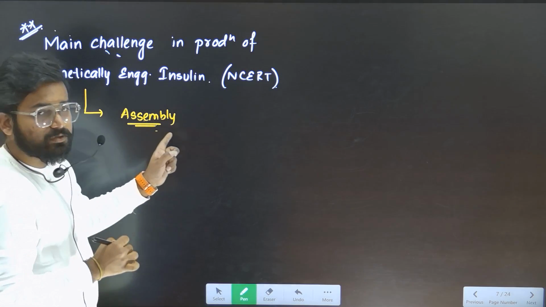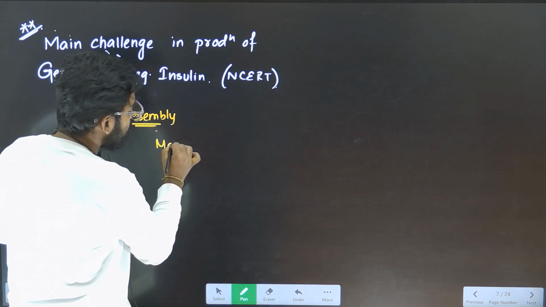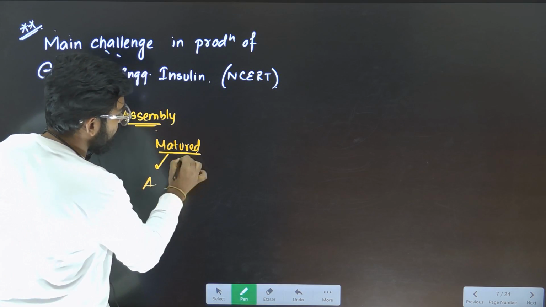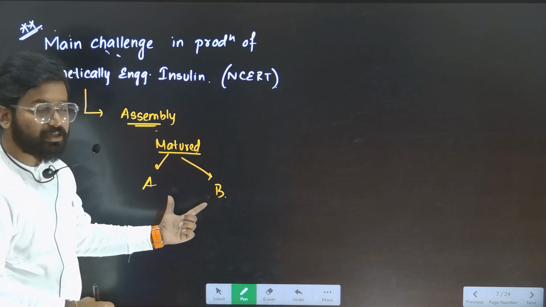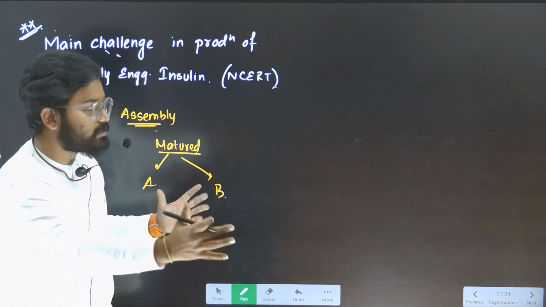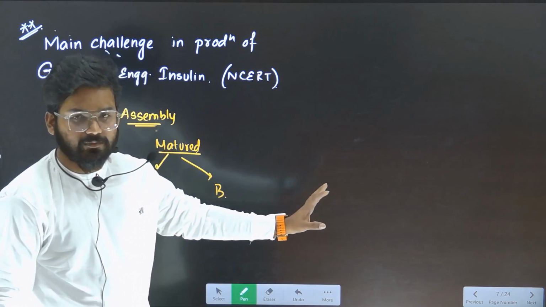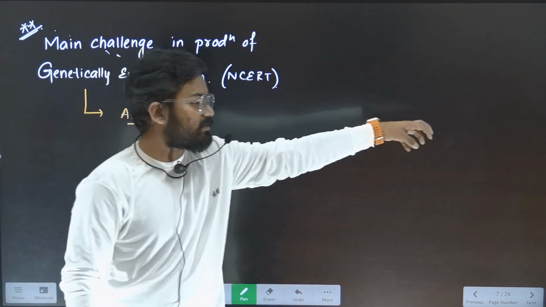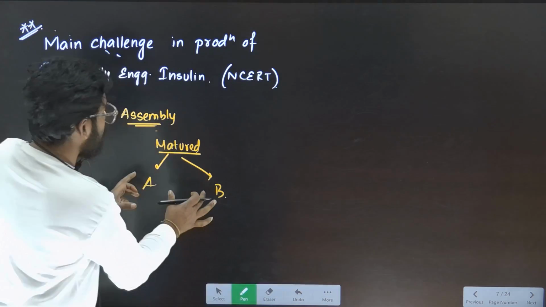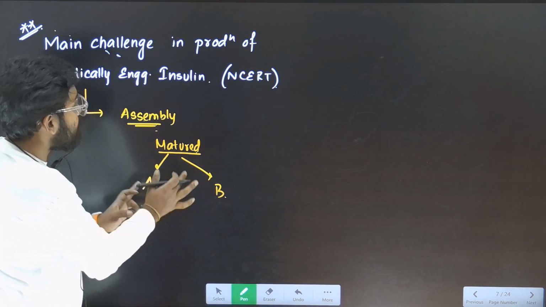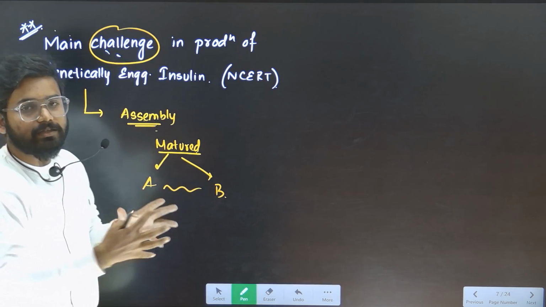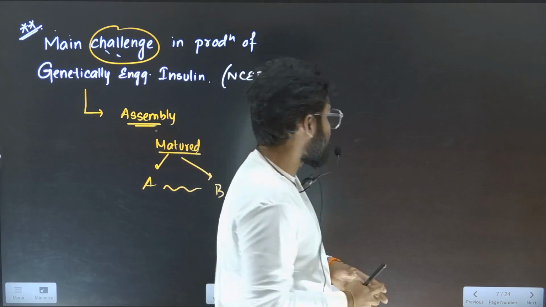Assembly, what does that actually mean? When the matured chains are formed, A chain and B chain, they are formed separately in two different E. coli. This term is also very important, you have already seen it in the diagram. Two different E. coli, one synthesizing the A peptide, the other synthesizing the B peptide. So this part is okay, but the main challenge is to assemble them together to form the actual insulin structure.